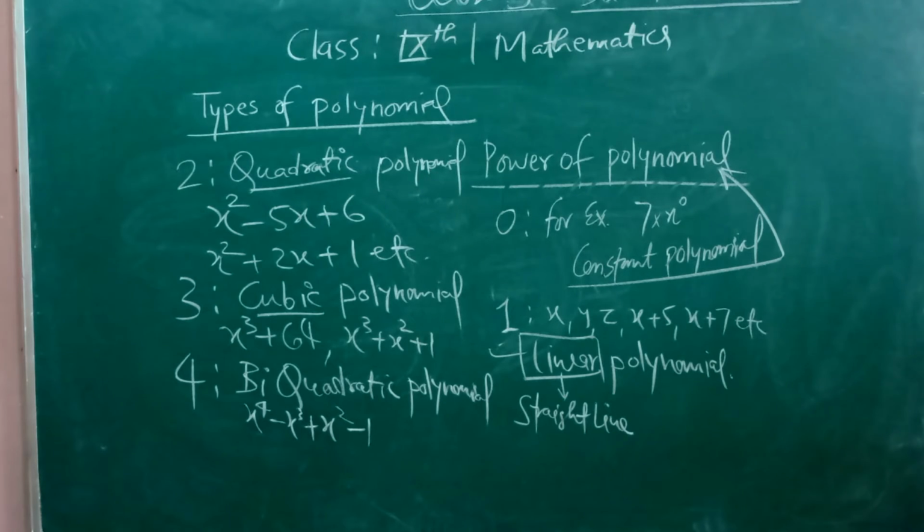So I think that now it is more clear to all of you how to categorize polynomial on the basis of number of terms and on the basis of their powers.